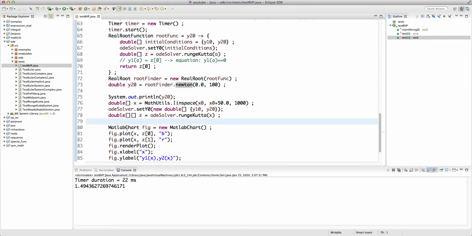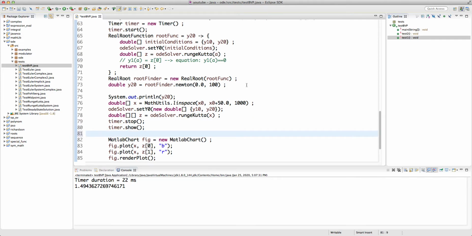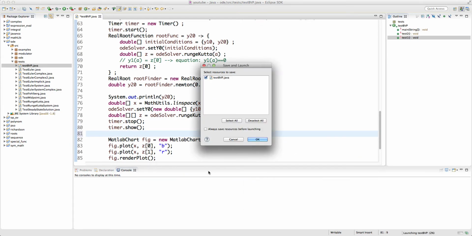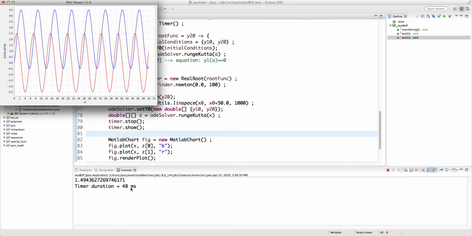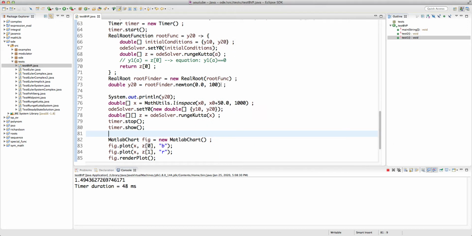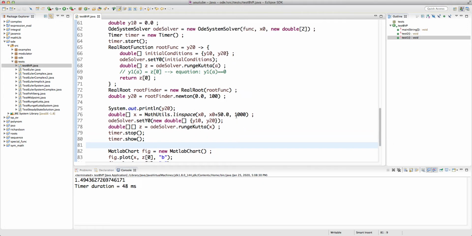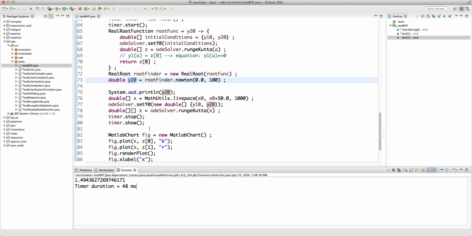So let's put the timer here. So I'm going to time it to see. So we solved for the root, and then we solved for the ODE. It takes 48 milliseconds, almost twice as it takes for just finding y2 0. Okay, so it's still pretty fast. It's very fast. Okay.